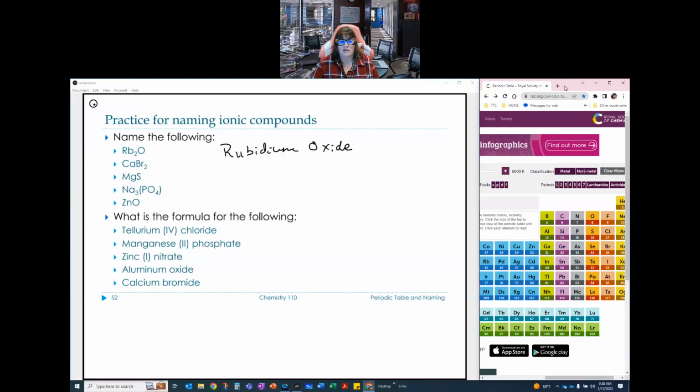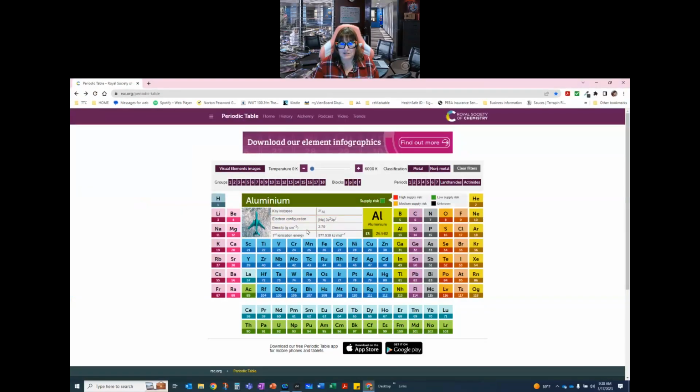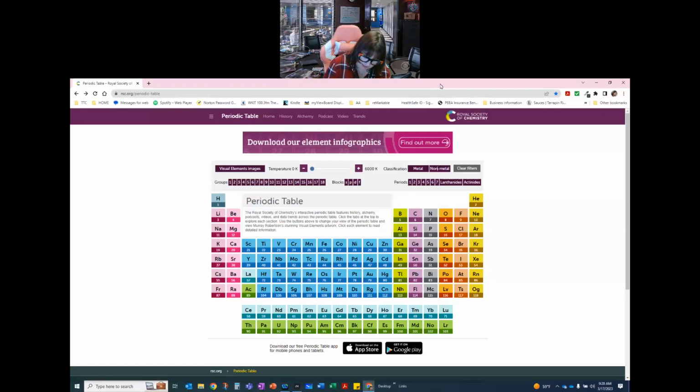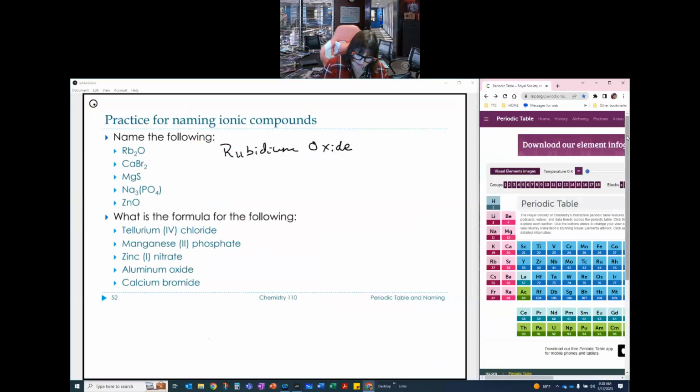Now, when we talk about tellurium(IV) chloride, right, tellurium, it's one of those T's. That's that one. Tellurium. Okay. He is that one. So he's Te, and he's listed as a 4. So he's Te 4 plus, and then Cl, which is a minus. So I have TeCl4 is the formula for that.